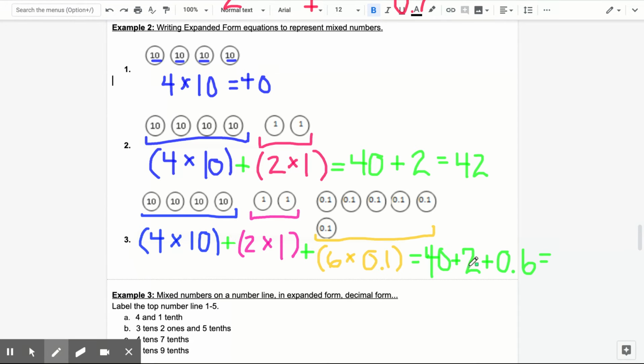So when all is said and done, I'm going to add these guys up. I have 40 plus 2 is 42. And then I have my decimal point, and I have 6/10 to the right of it. And that's going to be my final answer here.